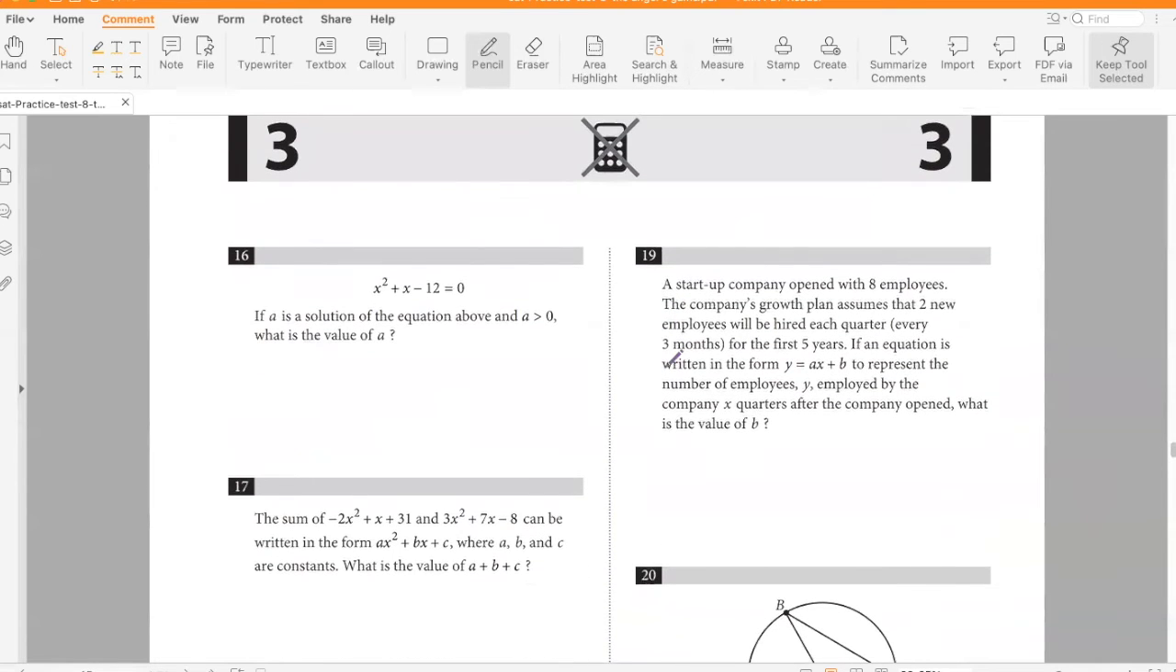If a is a solution of the equation above and a is positive, what is the value of a? So I can say x squared plus 4x minus 3x minus 12 is 0. So x plus 4 times x minus 3 is 0. So x is negative 4 or 3. So the positive solution would be 3.